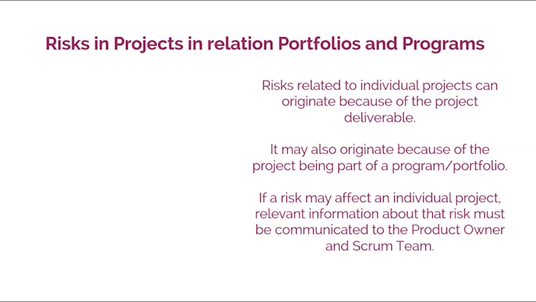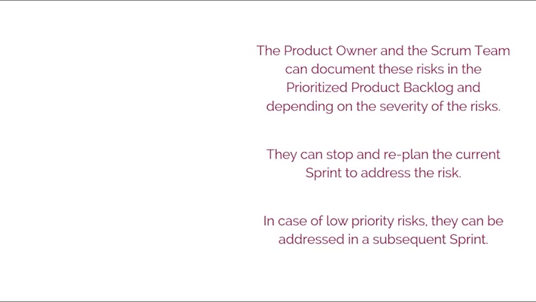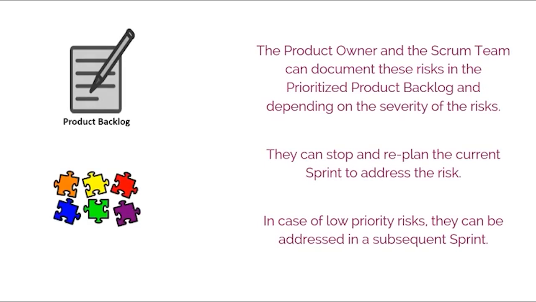During risk assessment in portfolios and programs, if it is determined that a risk may affect an individual project, relevant information about that risk must be communicated to the project's product owner and Scrum team. The product owner and the Scrum team can document these risks in the prioritized product backlog, and depending on the severity of the risks, they can stop and replan the current sprint to address the risk. In case of low priority risks, they can be addressed in subsequent sprints.